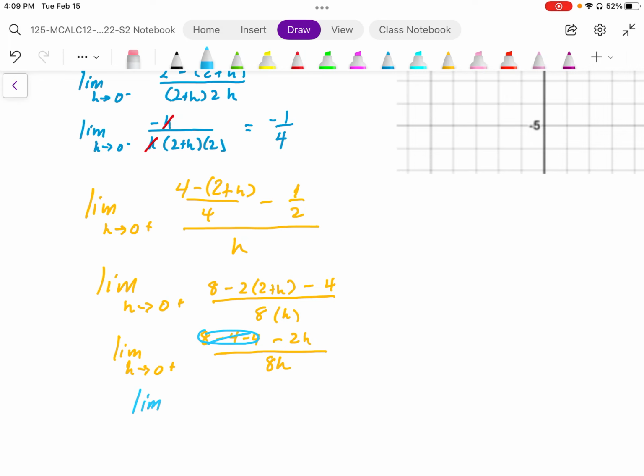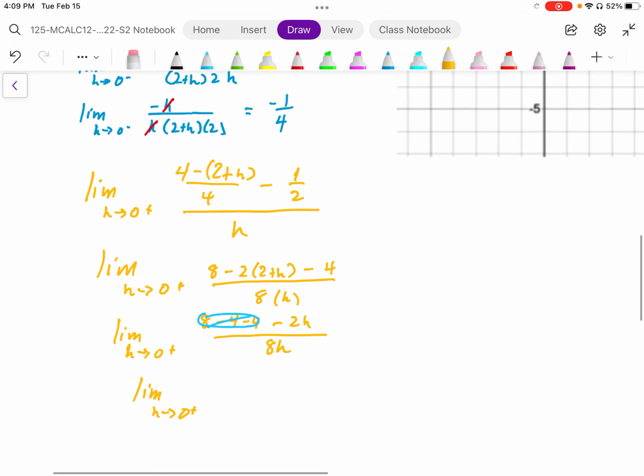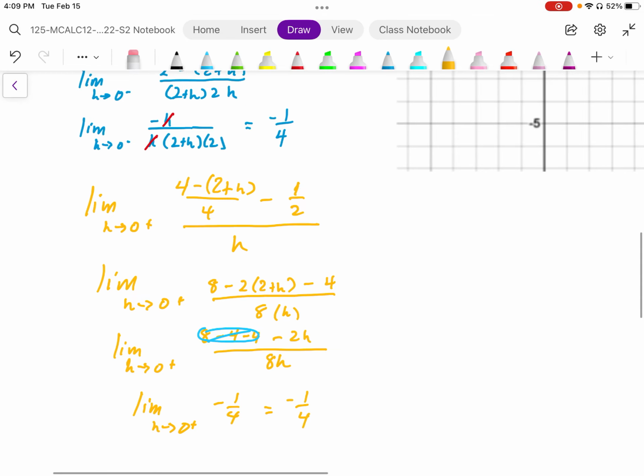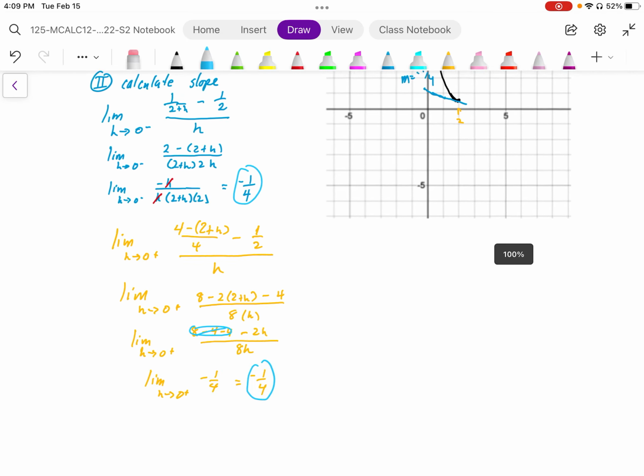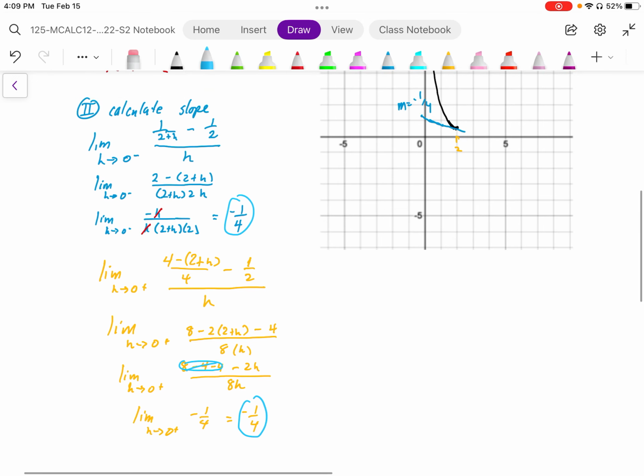So the limit as h approaches 0 from the positive side, we end up with negative 1 over 4. So we can let h go to 0 now, and my slope is going to be negative 1 over 4. What that means is that the slope from the left-hand side here and the slope from the right-hand side here are the same. That means that the tangent is defined at that point, and it's defined as negative 1 over 4.